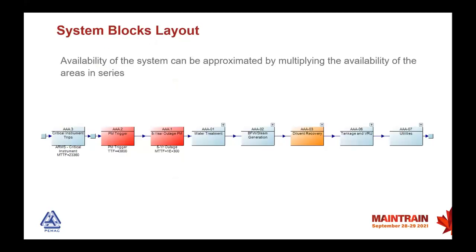So here's an example of the simplified view of their system. If you notice, there's a plus sign for some of these. The plus sign in the top right corner indicates that there's a subsystem on the lower page. So I'm able to click into the software and drill down into pages of systems and subsystems. The availability of that system can be approximated if we multiply the availability of each one of those areas that you see listed.